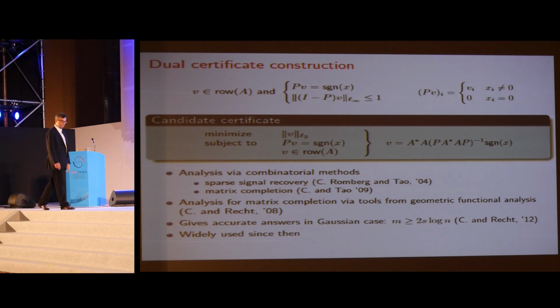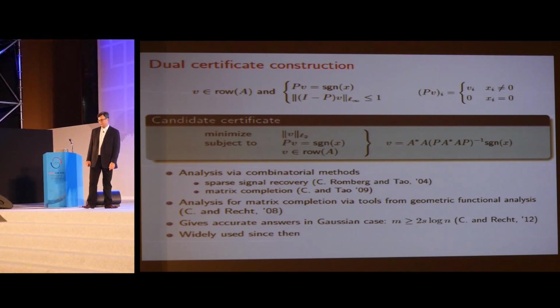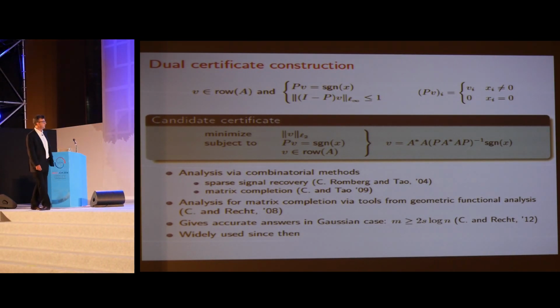They're going to use tools from combinatorics, tools from geometric functional analysis, like decoupling techniques and non-commutative Khinchin's inequalities and stuff like this. It's a very different world. What I want to say, though, is that if I were to deploy this program in the Gaussian case, I would get very sharp answers already, which means that this candidate certificate is not such a bad thing.